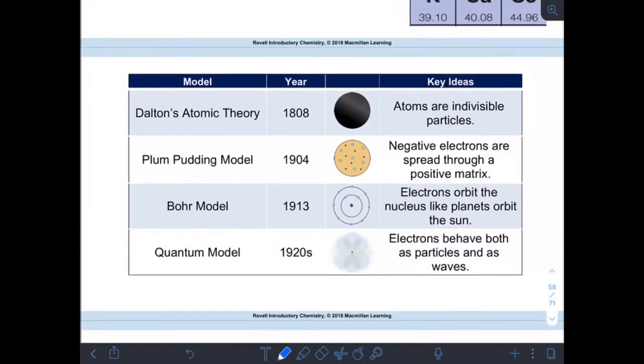This table is sort of a summation of the important models of the atom throughout the ages. Starting with Dalton's atomic theory in 1808, and he had the concept that atoms are indivisible pieces, the smallest indivisible unit of matter. And then 100 years later, roughly, we had the plum pudding model, because at this time they had figured out the existence of electrons, and they knew that atoms were electrically neutral, so that meant that there had to be an equal amount of positive charge, but they didn't yet know about the nucleus.